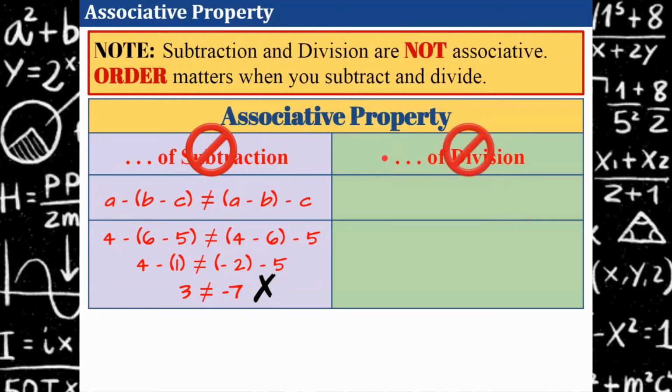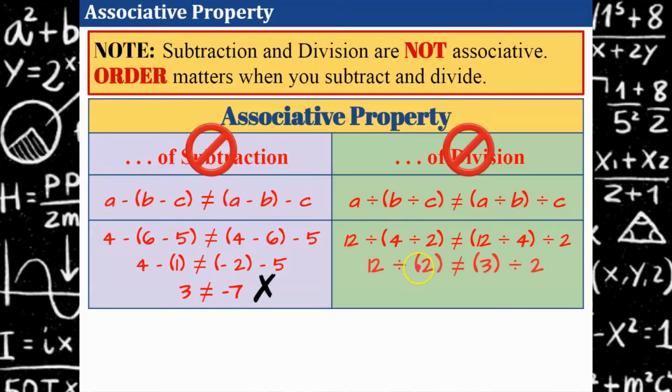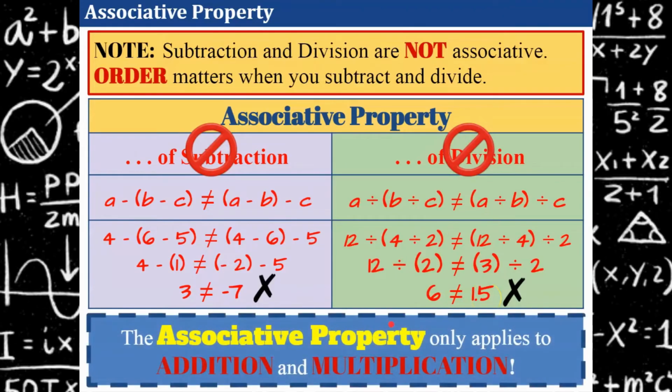We'll find the same to be true of division. We can prove that this is not true, putting in values. So I'm going to divide the second two in my group of parentheses. 4 divided by 2 is 2. 12 divided by 4 is 3. And 12 divided by 2 is 6. 3 divided by 2 is 1.5. Not equivalent. So again, we can conclude that the associative property, as with the commutative property, only applies to addition and multiplication.